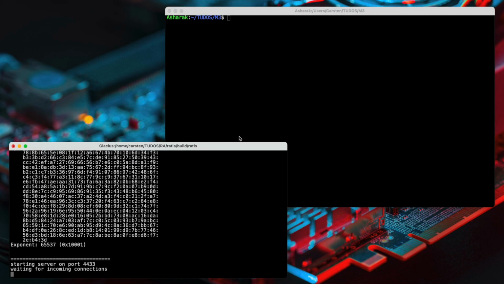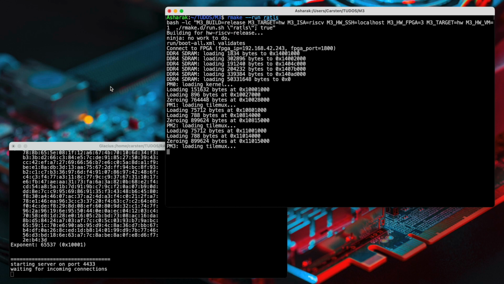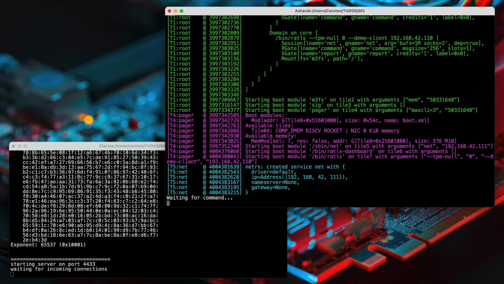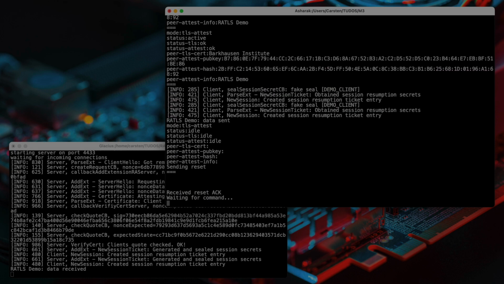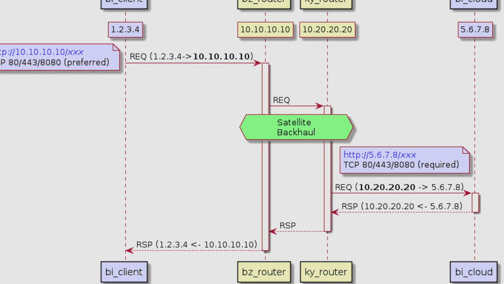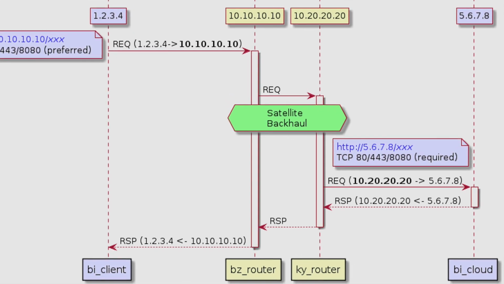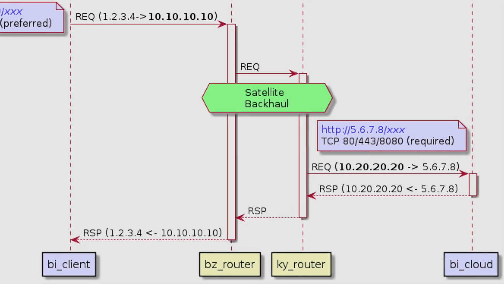The sensor client running on the M3 operating system on the FPGA also attests itself to the server. On the client, RITLS requests an attestation report from M3's root of trust service. The cloud server checks the signature and accepts the client's attestation report if it recognizes the hash over the client-side software. In a separate test, we routed the RITLS connection through a simulated satellite link provided by ST Engineering iDirect.